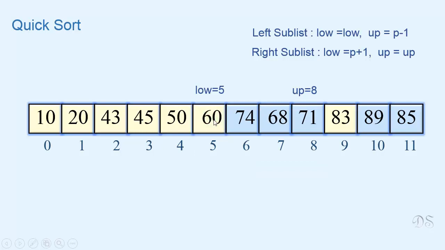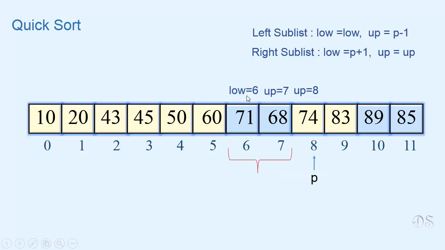60 is the pivot. It's placed at proper position. Now for left sublist, up will be p minus 1. So up is 4 and low is 5. And for right sublist, up is 8 and low will be p plus 1. So low will be 6. We can see for this left sublist, low is greater than up. So there is no left sublist. Now we take this right sublist. Here 74 is the pivot. It is placed at proper position.